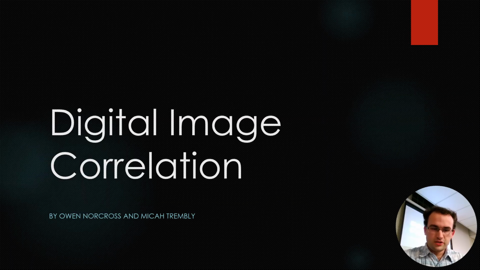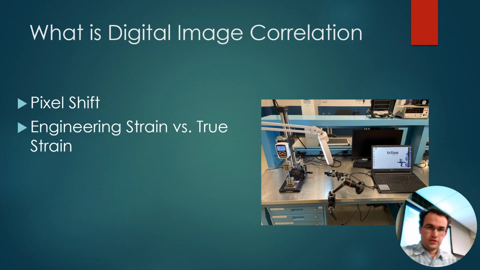Digital image correlation. Digital image correlation is a method of taking distances that would not be taken otherwise. By measuring the movement of particles attached to the sample while it's being axially loaded, true strain can be discovered.